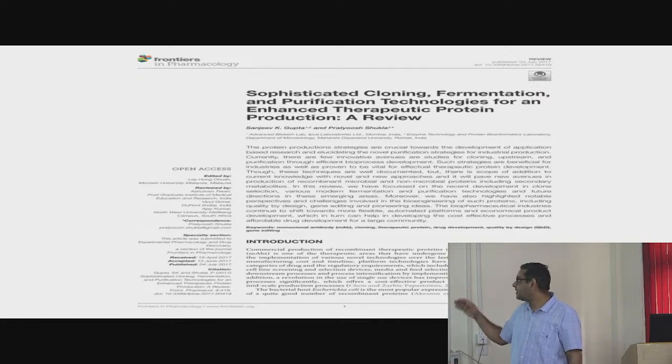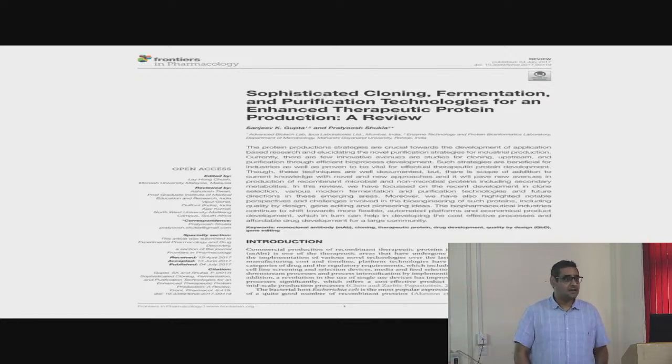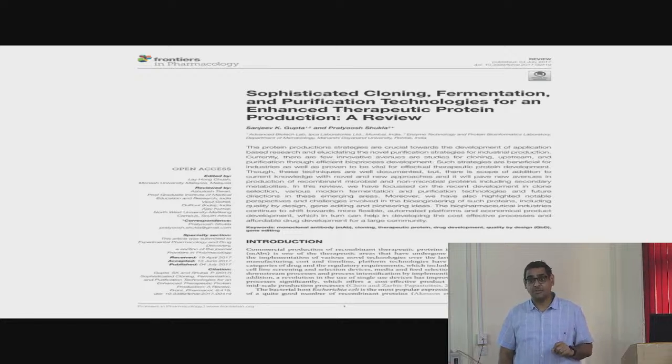And this is Frontiers in Pharmacology, and this paper will also give you the purification technology, which is very important. The major challenge is purification. Many students come and say that, okay, purification is a big challenge. So this paper gives you all aspects of that.